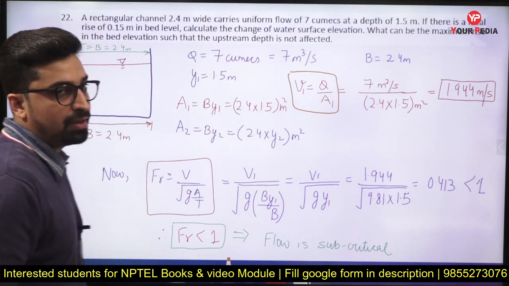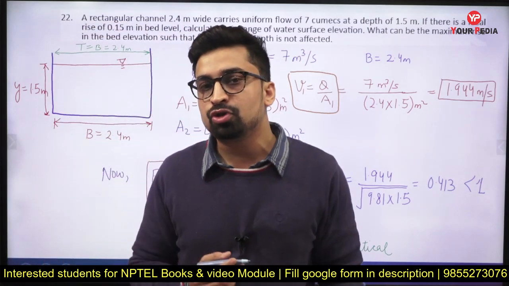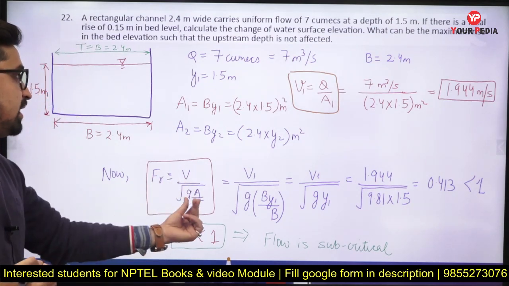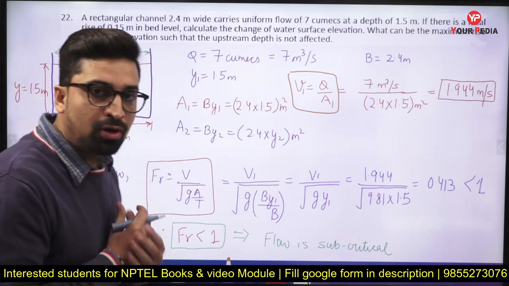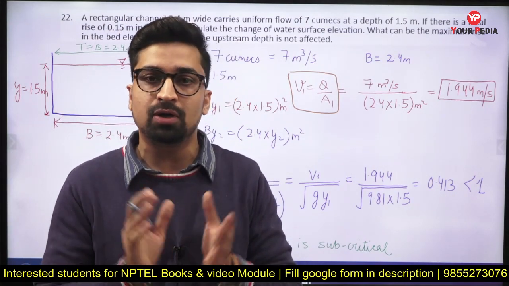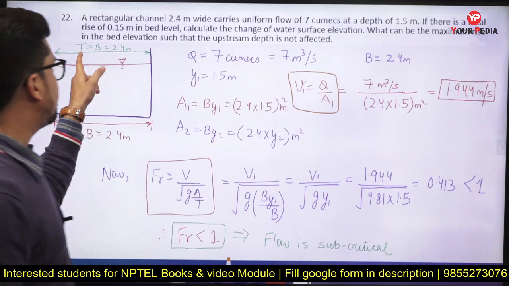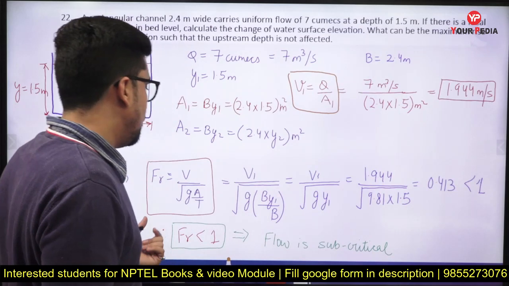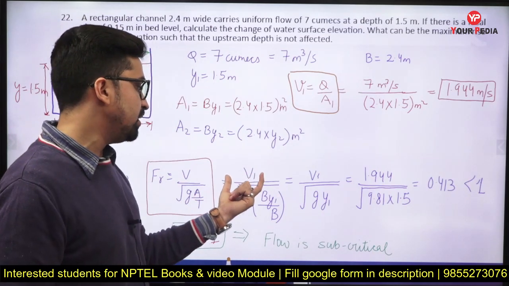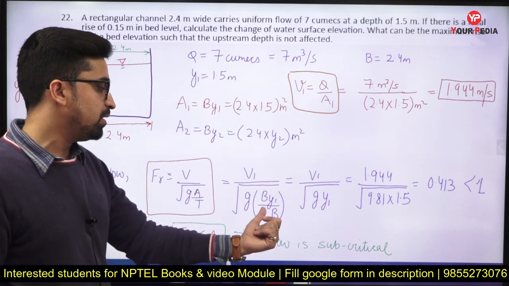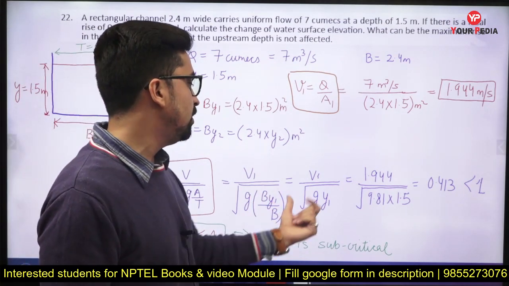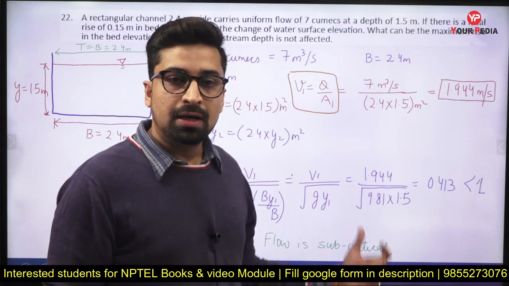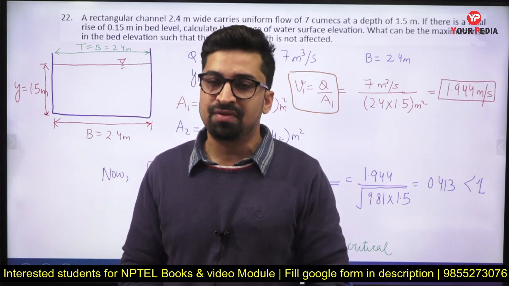When we calculate the Froude number, we know that the Froude number is equal to V upon root of gA by T, where A is the area of cross section, V is the velocity of flow, and T is the top width. Since this is a rectangular channel, the top width T will be equal to B, which is 2.4 meter. So the Froude number will be equal to V1 upon root of g times b y1 divided by B. B and B cancel, so the Froude number becomes equal to V1 upon root of g y1.